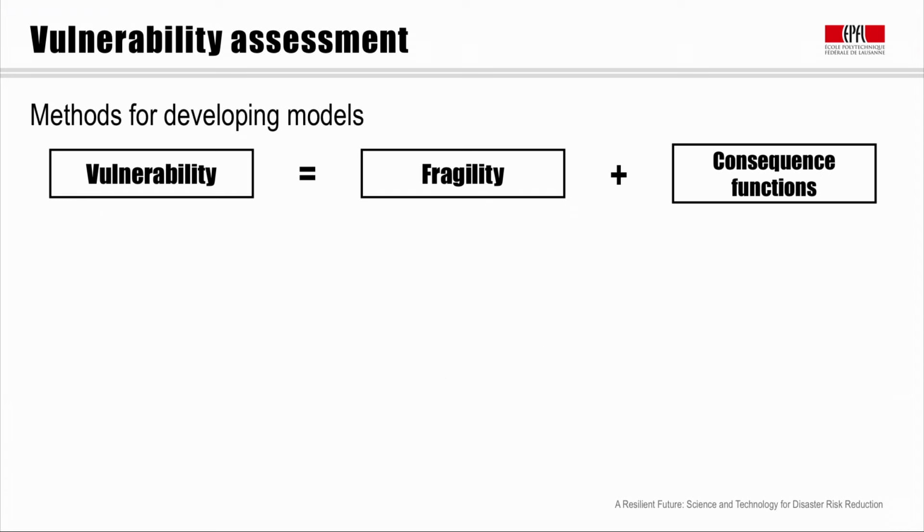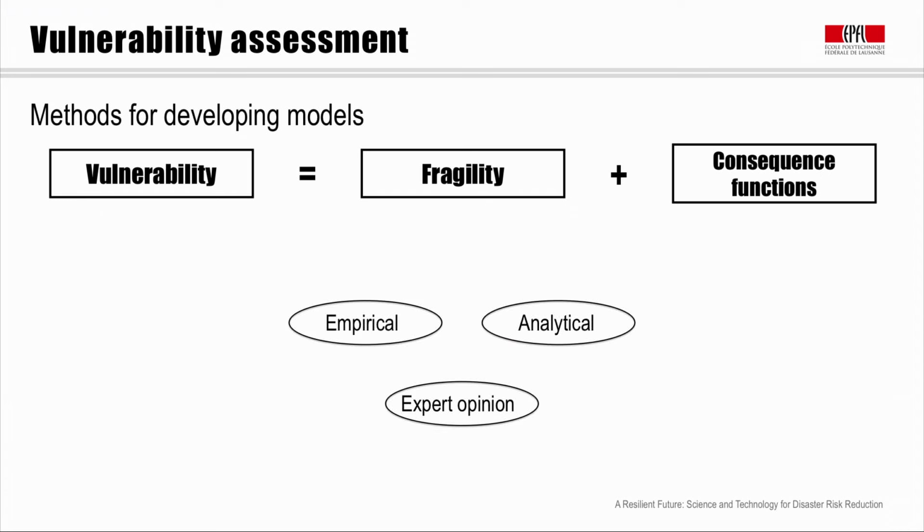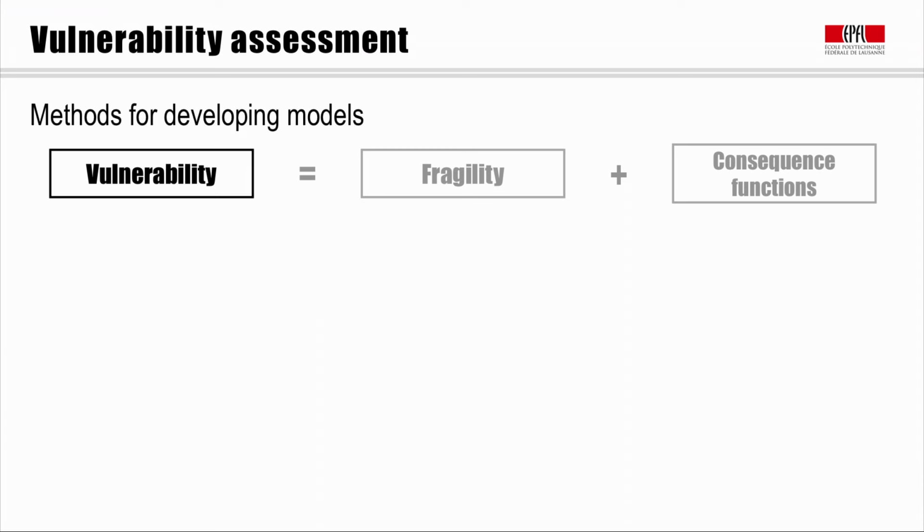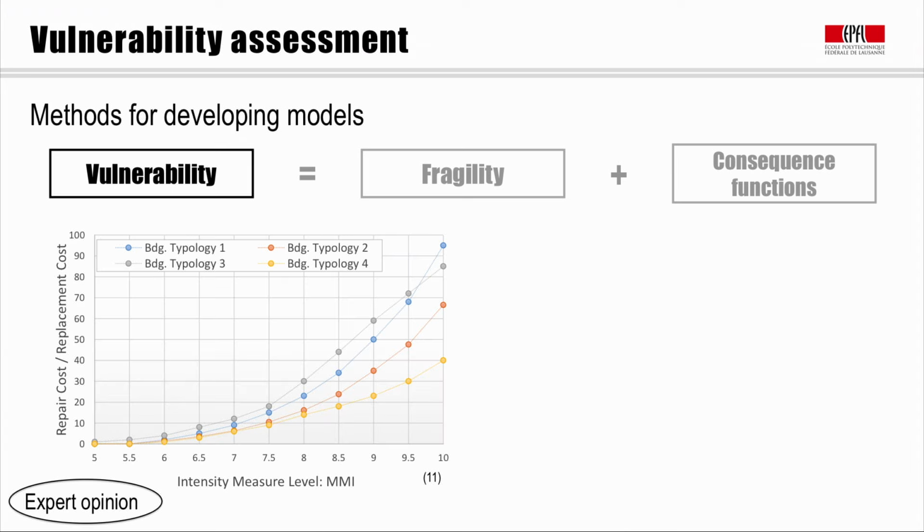There are roughly 3 categories of methods to develop the corresponding models: empirical, analytical, or those based on expert opinion. When assessed independently, vulnerability is typically based on expert opinion or on an empirical method. One can think of an example of expert opinion as the best estimates given by a group of senior earthquake engineering specialists on the ratio of repair cost to replacement cost for different building typologies.